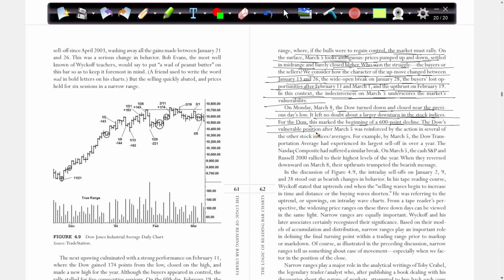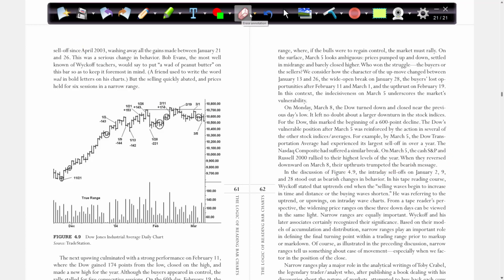The Dow's vulnerable position after March 5th was reinforced by the action in several of the other stock index averages. For example, by March 5, the Dow Transportation average had experienced its largest sell-off in over a year. The Nasdaq Composite had suffered a similar break on March 5th. The cash S&P and Russell 2000 rallied to their highest levels of the year. When they reversed downward on March 8th, their upthrusts trumpeted the bearish message.